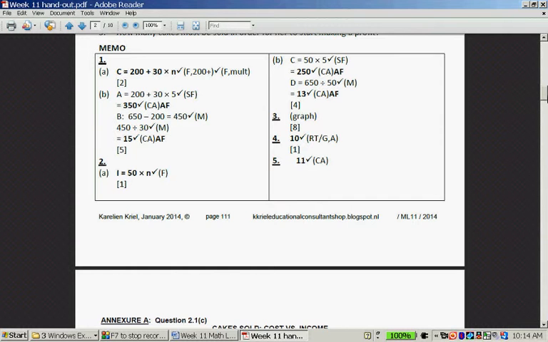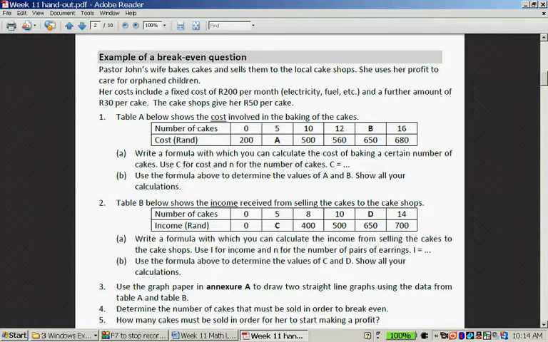You can also just do it with trial and error. Okay, so how would we do that? We know that 12 cakes has a cost of 560. So then we can go 200 plus 13 times 30, 200 plus 14 times 30, 200 plus 15 times 30, and that gives us 650. If you use trial and improvement, you will have to show 200 plus 30 times 13 equals, and the answer, 200 plus 14 times 30 and the answer, and then 200 plus 15 times 30 is equal to 650. Therefore, B is equal to 15 cakes or something like that.